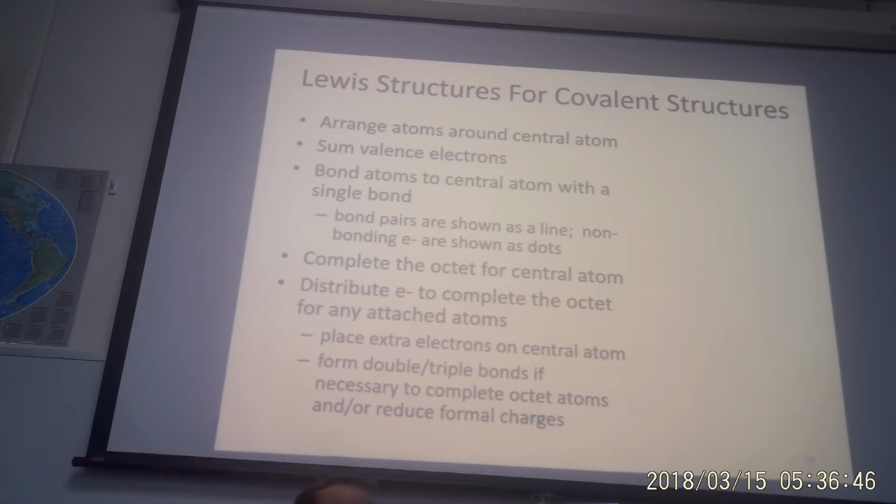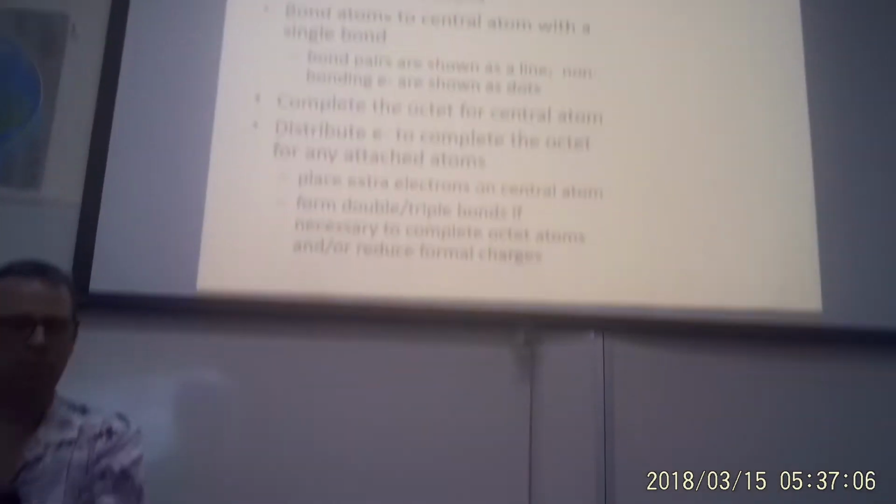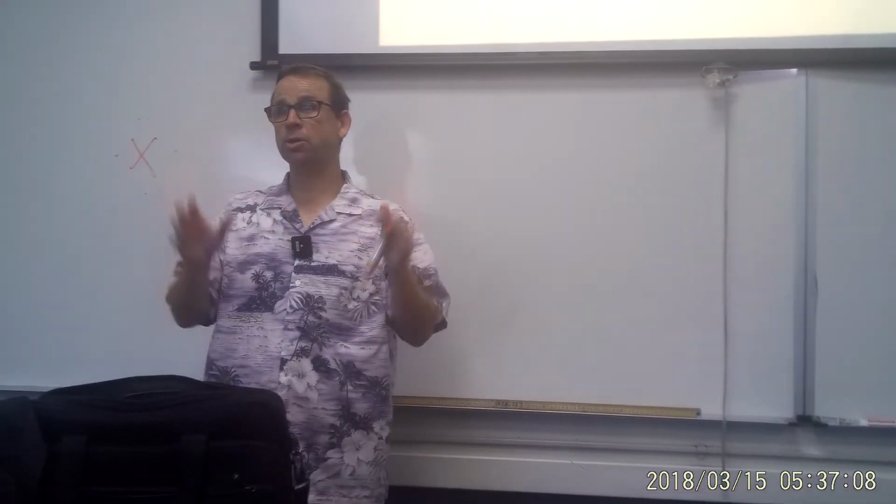We have to identify the central atom, right? The central atom. And in this class, the central atom will generally be the one that there's the only one of, right? Only one of them. So that's a nice, easy way for us to identify the central atom. After we identify the central atom, we draw a skeleton structure about it.